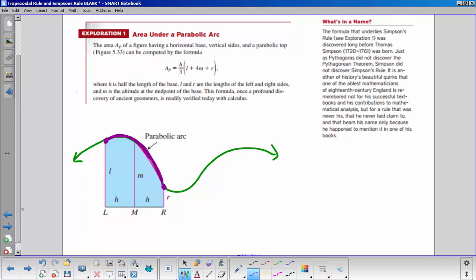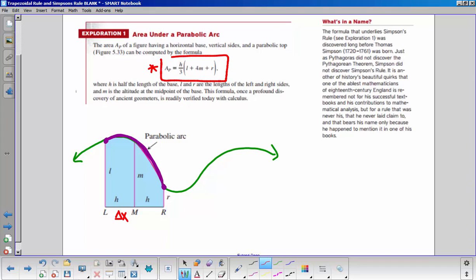And this is the formula for a parabolic arch right here. It's h over 3, where h is what we would call delta x, times the quantity L, the left height, plus M, the middle height, and R is the right height. So this is L plus 4M plus R.